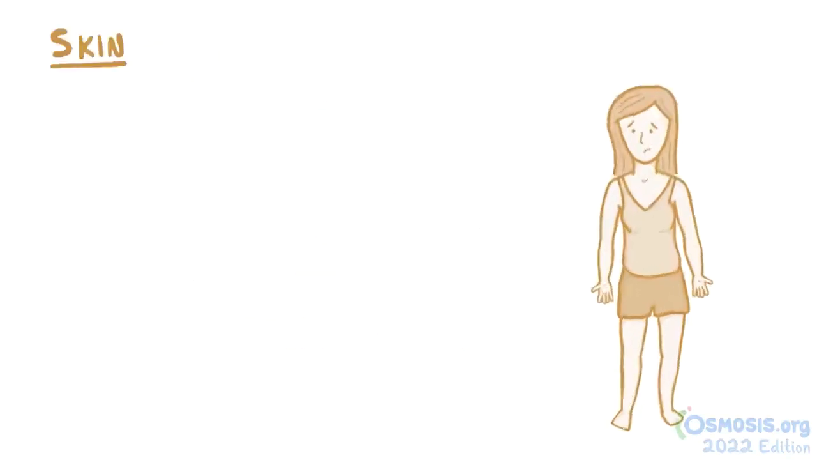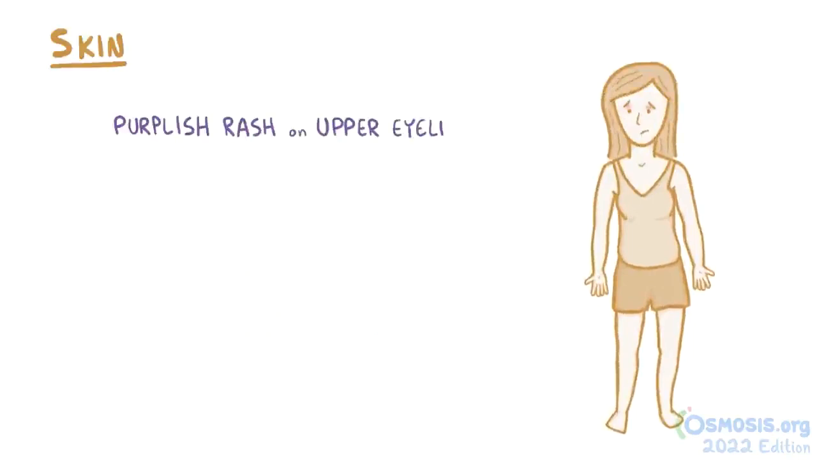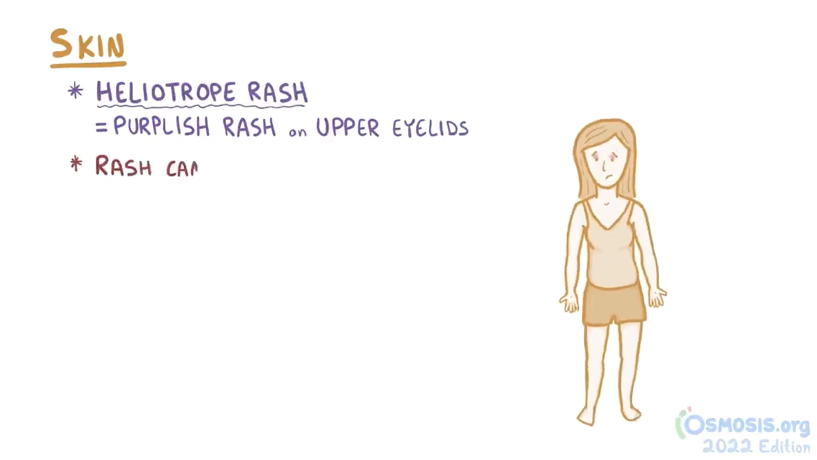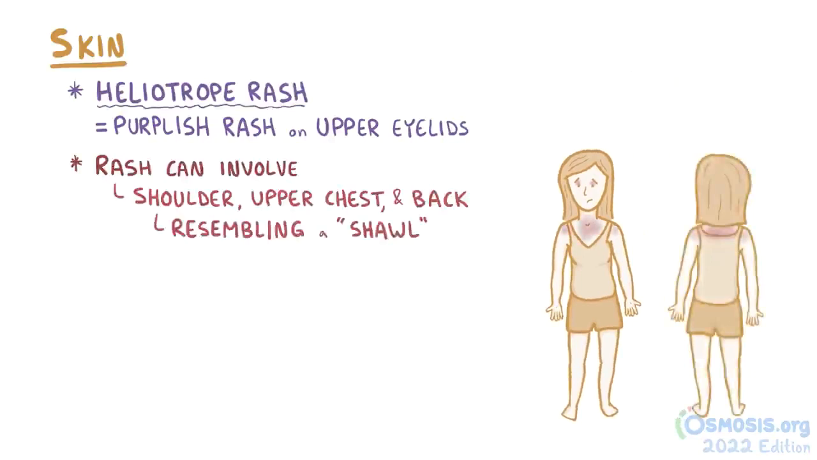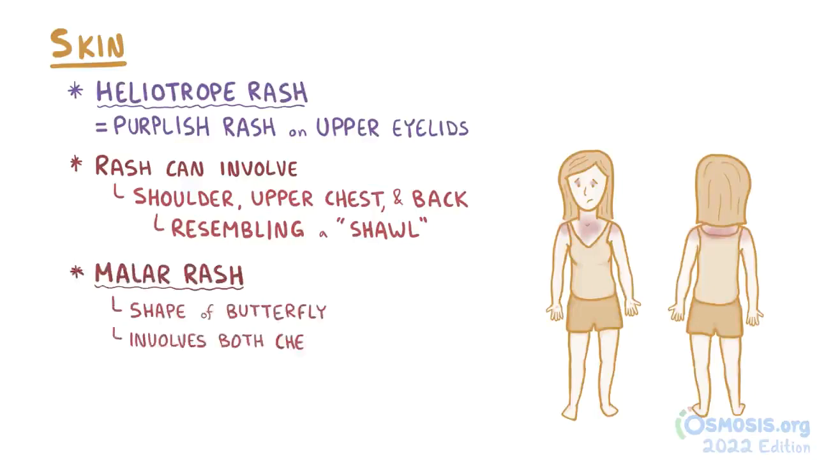When the skin is involved, there can be a purplish rash on the upper eyelids, called a heliotrope rash, named after a purple flower. The rash can also involve the shoulders, upper chest, and back, resembling a shawl. Less commonly, there's a malar rash, in the shape of a butterfly, involving both cheekbones and the nasal bridge.